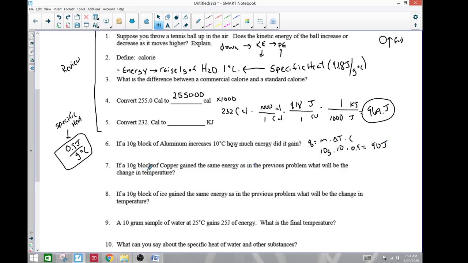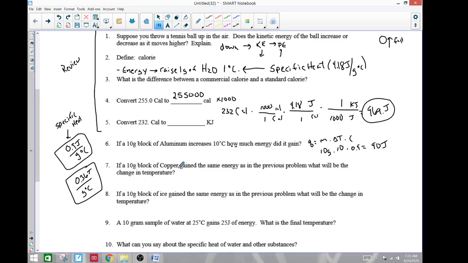All right, a 10-gram block of copper has gained some energy, as in the previous problem. Well, the same energy, so 90 joules. So do that here. Again, we need the specific heat of copper, and the specific heat of copper is 0.36 joules per gram per degree Celsius. So notice that this is almost a third of it. So it takes less energy to raise it up a degree Celsius.